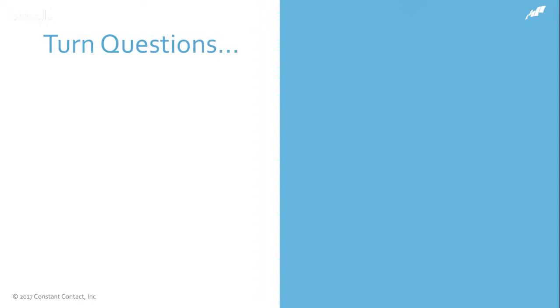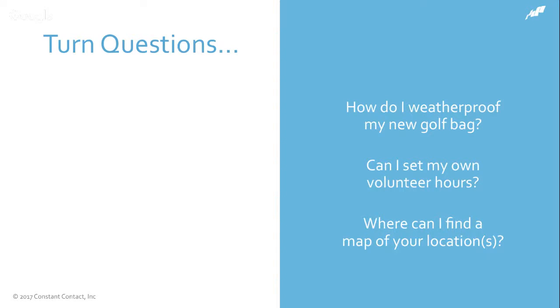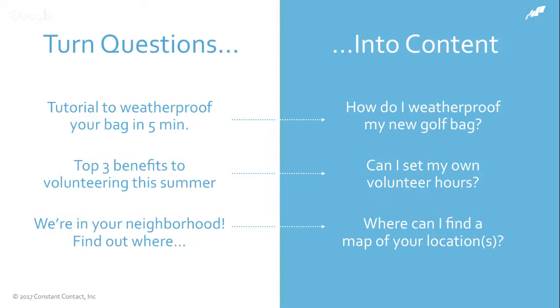So another easy way to do this is to turn questions like, how do I weatherproof my new golf bag? Can I set my own volunteer hours? Where can I find a map of your location? Into content. So, tutorial to weatherproof your bag, top 3 benefits to volunteering this summer, and we're in your neighborhood and find out where. So people are already asking you questions that they need help with. If you have frequently asked questions on your website, you have a ready-made list of things that your clients are already asking you. And keep an eye on all of that, because sometimes you'll run into that where people really need help and where things need to connect up, where you need to ask questions and you need to provide those answers. So as you think of that stuff, just think again, write about it from your customer's perspective, and that's what you should put in your social media posts.